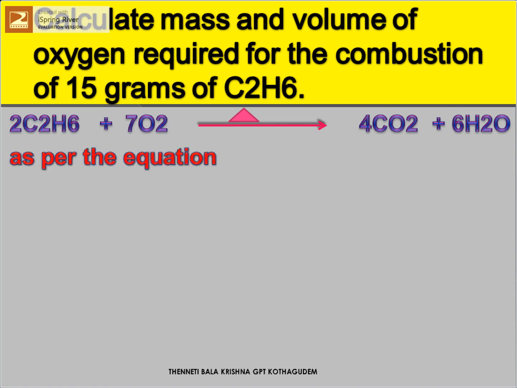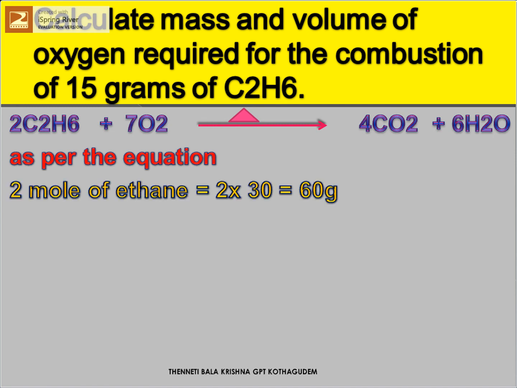Right, as per the equation, what do we get? Our aim is to find the mass. If you want to find the mass, first you find the moles, and the moles are converted into grams. 2 moles of ethane participate. The weight of ethane is 30, so 2 moles is 2 into 30, 60 grams. Here moles are converted into grams because our problem is in grams.